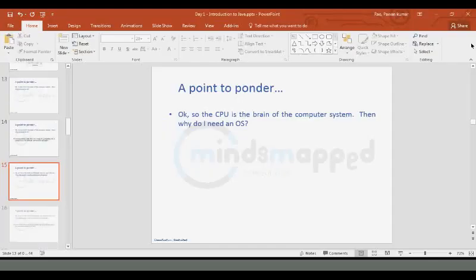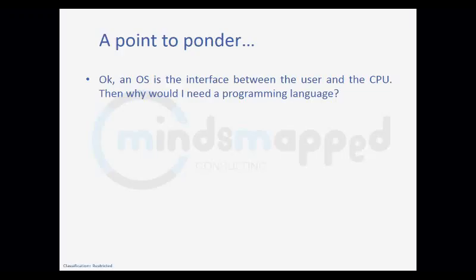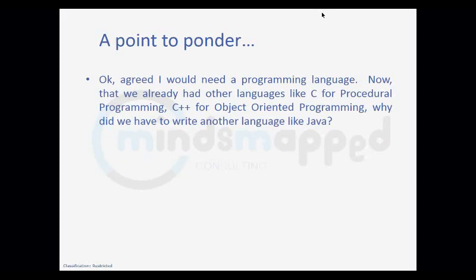So the OS is the interface between the user and the CPU, and you need a programming language to add additional functionalities to software, to give additional instructions, or maybe to write an application of your own, which is not completely part of the operating system. The operating system does come with certain functionalities, but to add more functionalities to the operating system, you need something called a programming language.